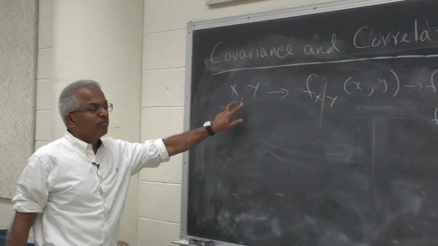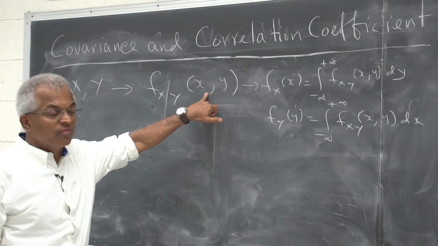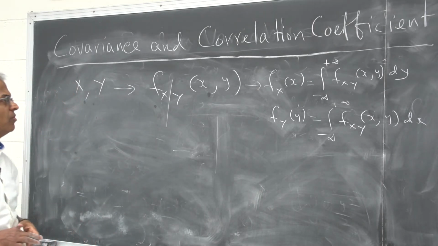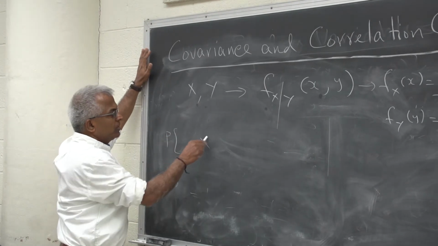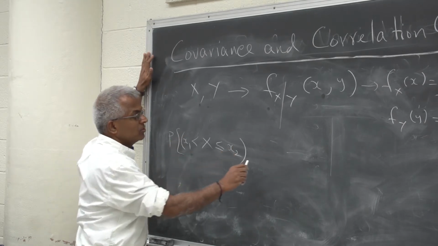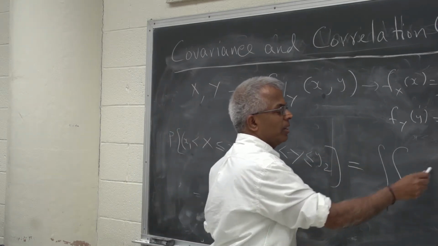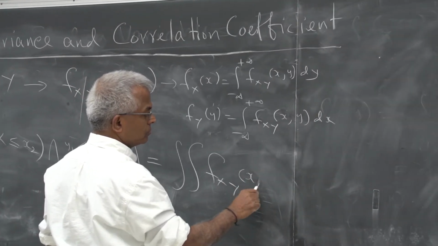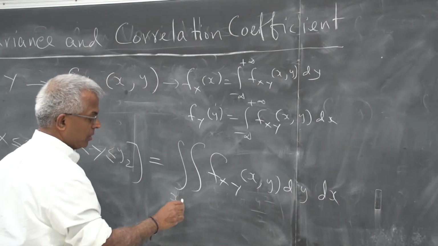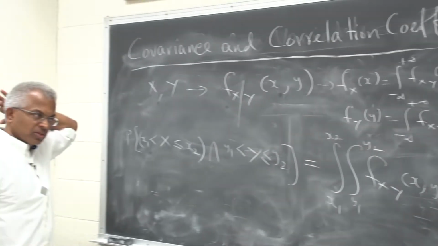So if we are given two random variables, their complete description is using their joint density function, which is a non-negative function. And if you want a physical interpretation, if you ask what is the probability that x is between x1 and x2, and at the same time y is between y1 and y2, that's given by the area under the density function where x goes from x1 to x2, y goes from y1 to y2. So that's the meaning of the density function.